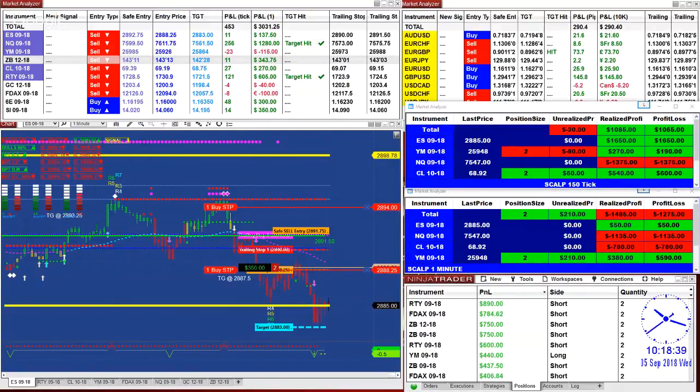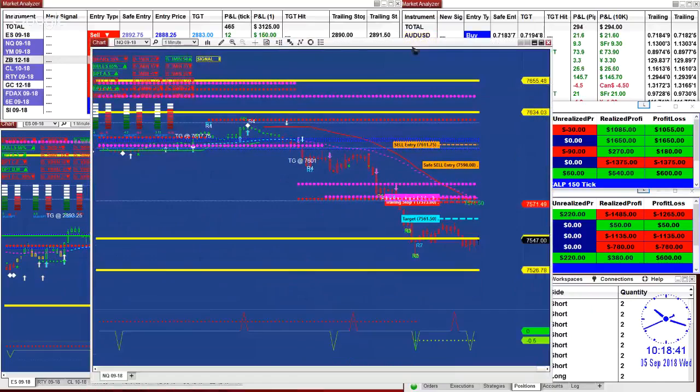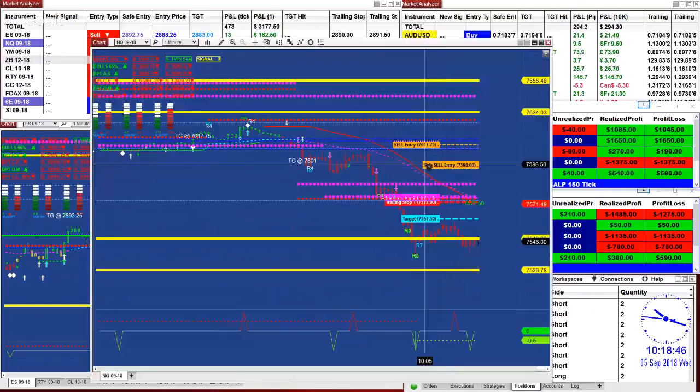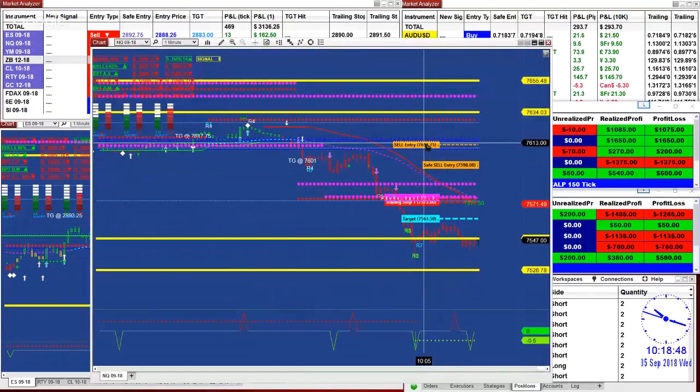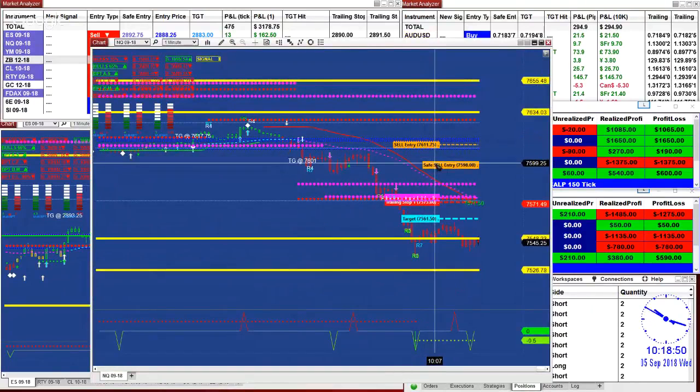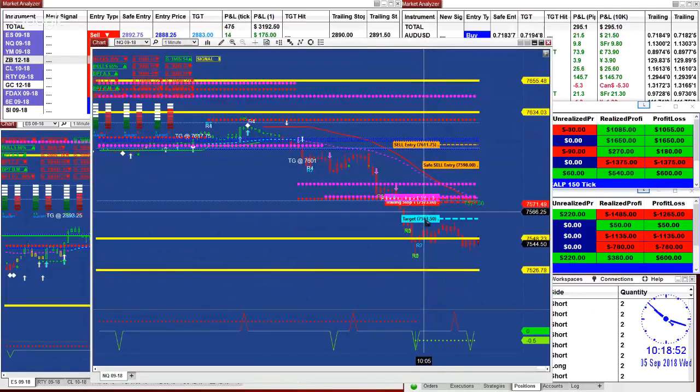Now, if we want to cover the Nasdaq, here is our sell entry. This is the re-entry point. This is a double resistance, and now we are way below our target.